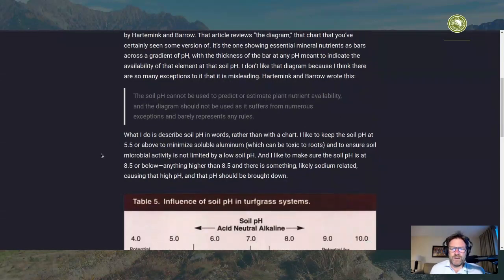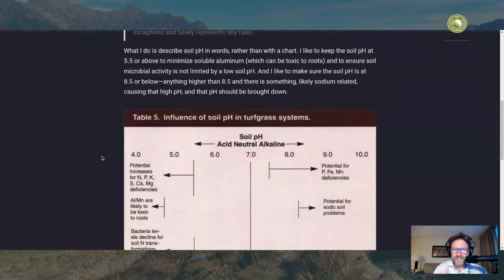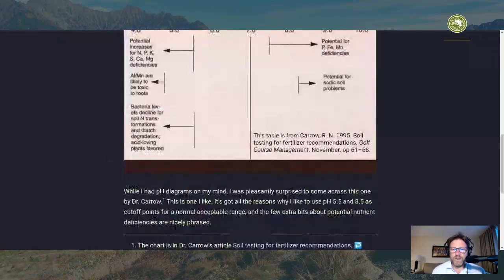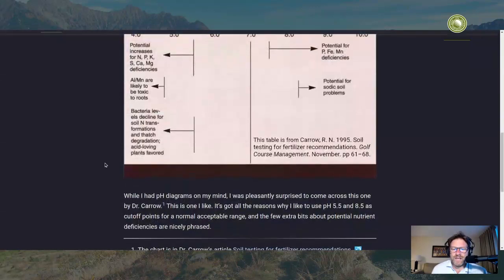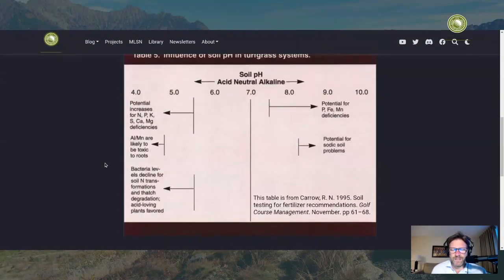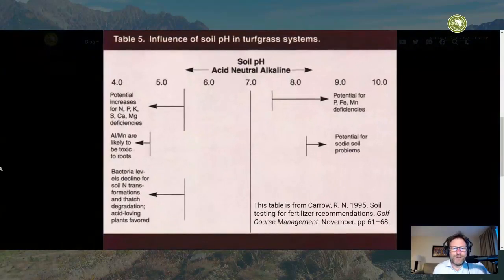And so the article was Soil Testing for Fertilizer Recommendations, in the November 1995 issue of Golf Course Management magazine. As I was looking through it to see what he said about where soil nutrient guidelines came from, because I was working on another project about soil nutrient guidelines, I came across Table 5 in that article by Dr. Bob Carrow from the University of Georgia. Table 5 is titled Influence of Soil pH in Turfgrass Systems.